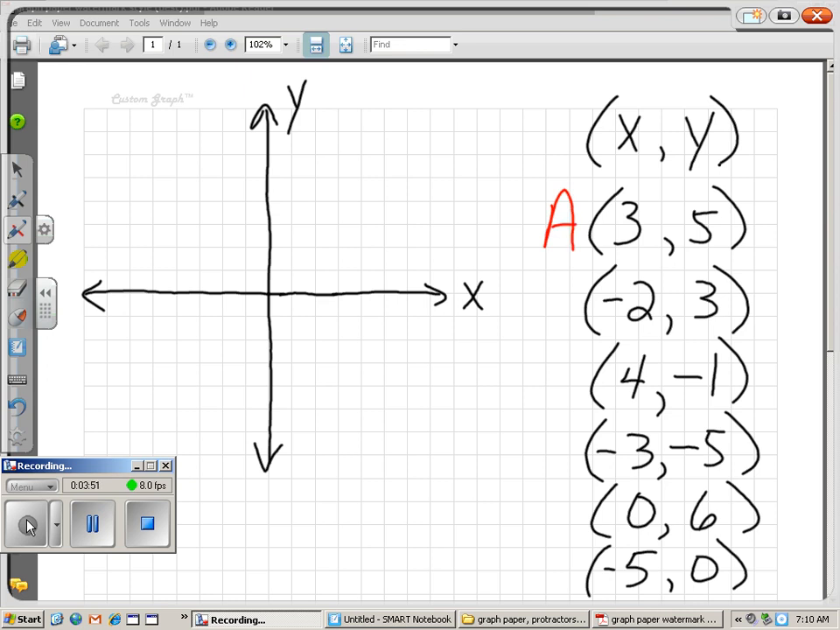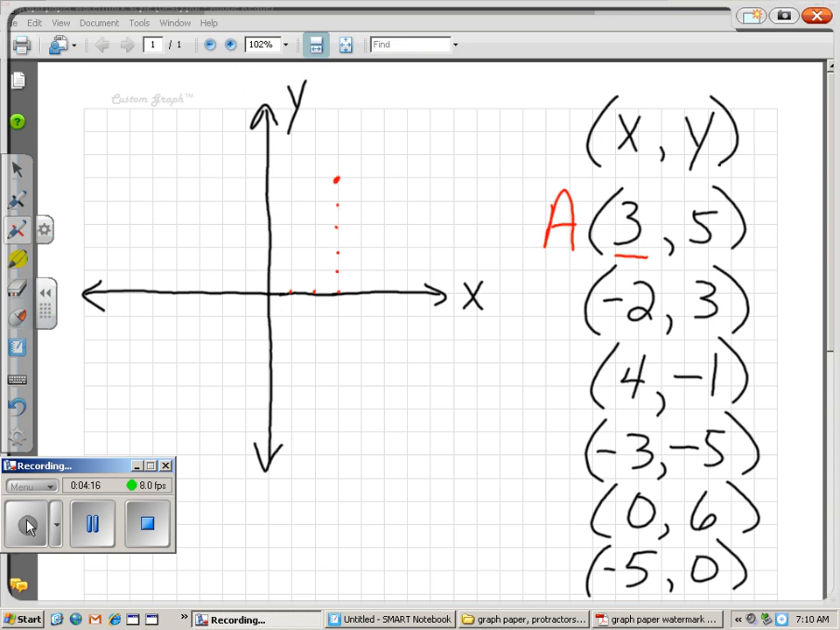Now remember, the 3 and 5, that's just directions. It tells us how to get to point A. The 3 is my x-coordinate. It's a positive 3. That means I go 3 steps to the right. So I'm going to start counting. 1, 2, 3 steps to the right. And the 5 is a positive 5. That's my y-coordinate. That tells me up or down. Since it's positive, I want to go up. So I'm going to go up 1, 2, 3, 4, 5 steps.